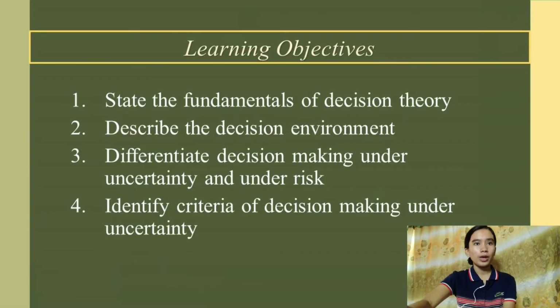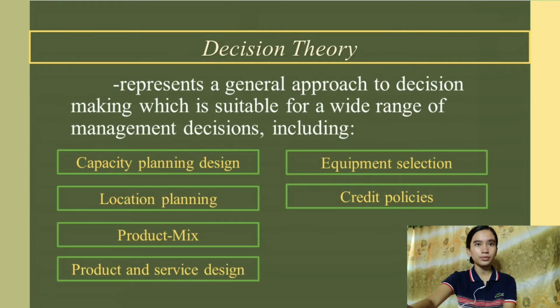So here we have 4 learning objectives, which are first, to state the fundamentals of decision theory, its environment, the difference between decision making under uncertainty and under risk, and the criteria of decision making under uncertainty. So first, let us define what is decision theory.